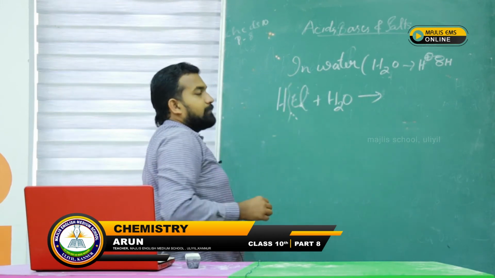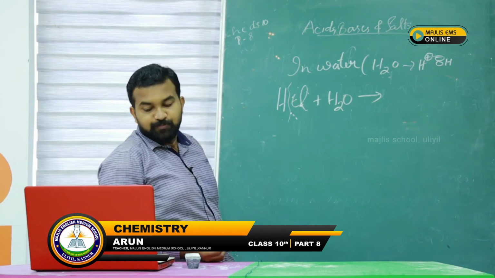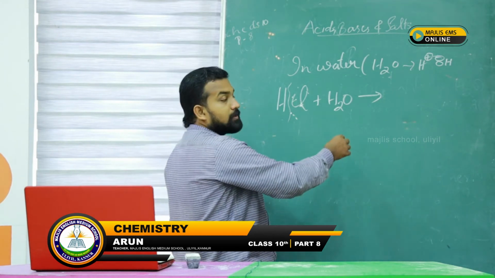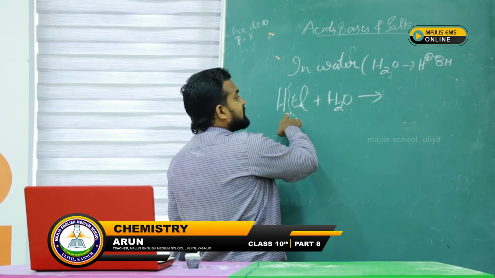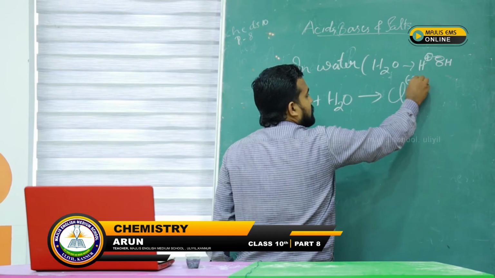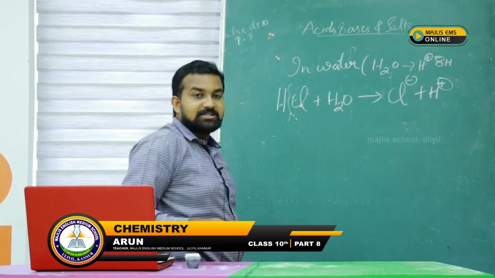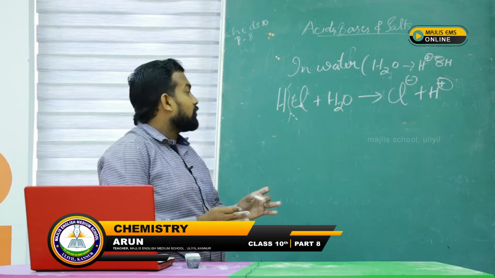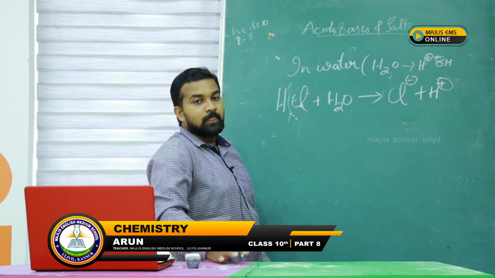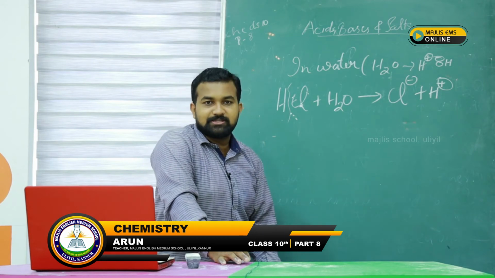this will produce H plus ions for sure, isn't it? So, listen carefully, this H plus ion will be released. Cl minus ions plus H plus ions. This is an acid. In water, the acids will be dissociating into H plus, and the H plus ions will be dissociated from acids in water.